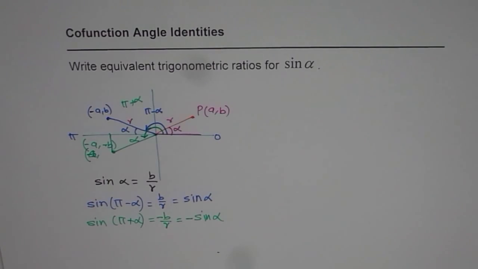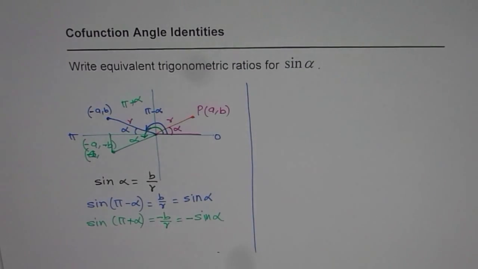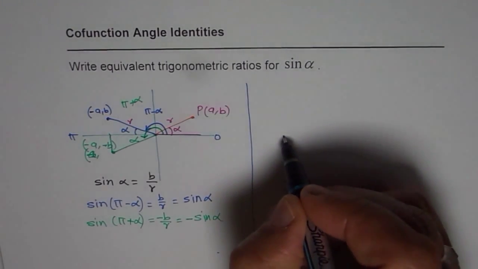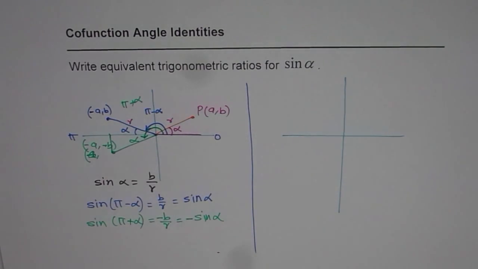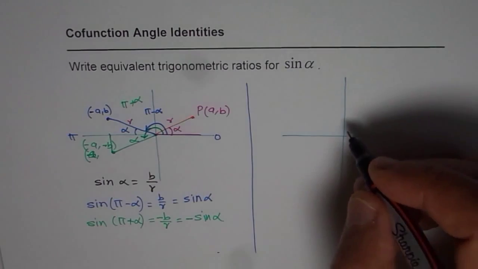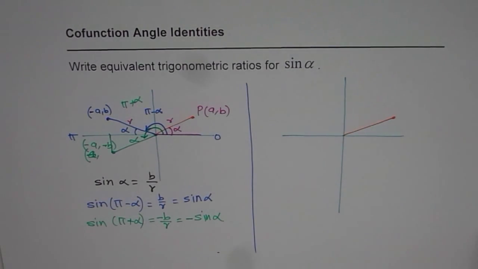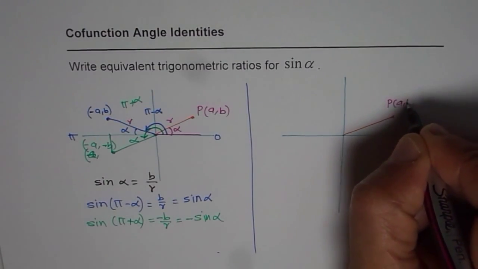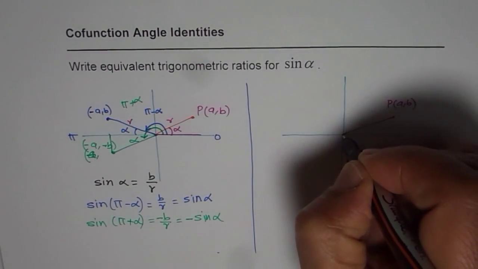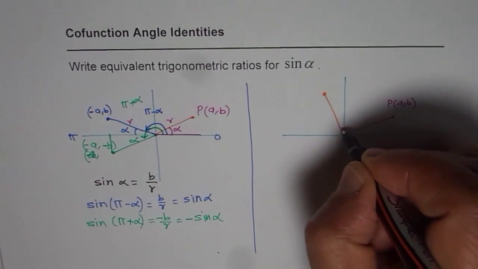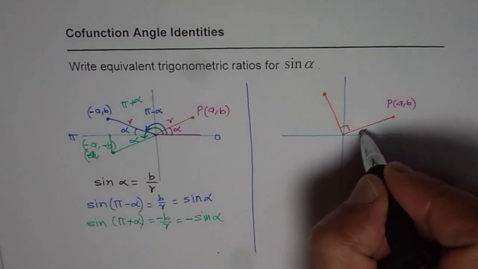Now let us look into the rotation by pi by 2. Whenever you do rotation by pi by 2, the coordinate points swap. X value becomes y value, y value becomes x value. So starting from the same point P with coordinate points A and B, if I move to pi by 2 position, let us say this, right? So alpha plus pi by 2. So we have this position as alpha.